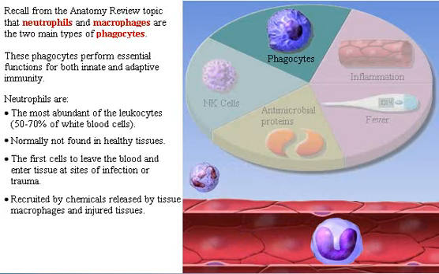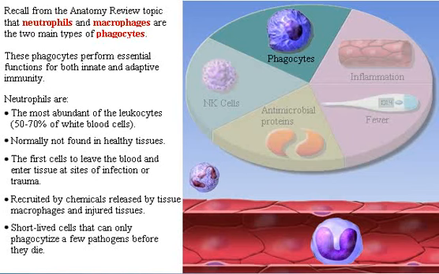Neutrophils are recruited by chemicals released by tissue macrophages and injured tissues. Neutrophils are short-lived cells that can only phagocytize a few pathogens before they die. Click the monocyte.